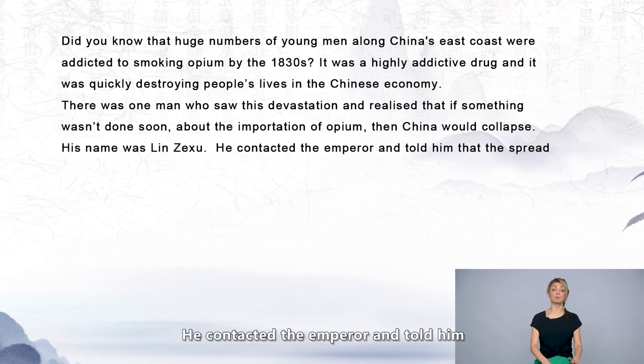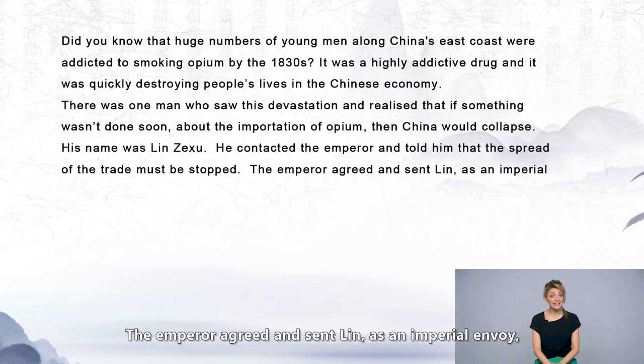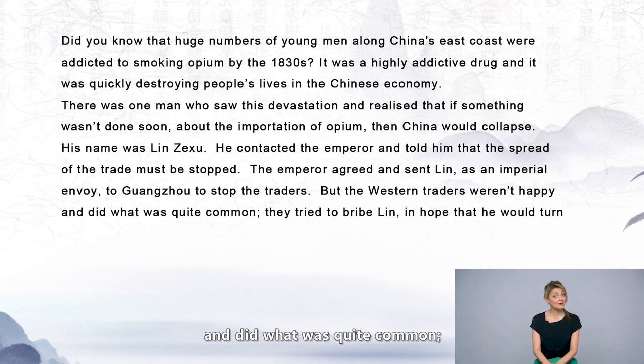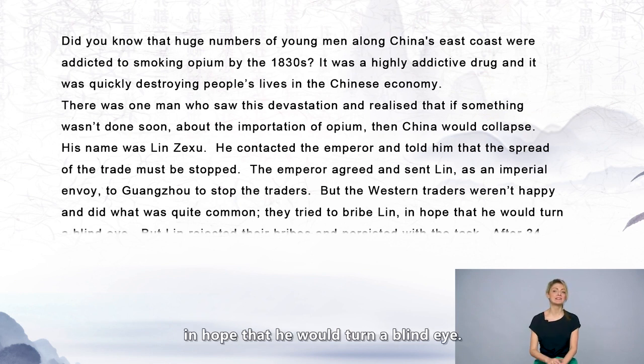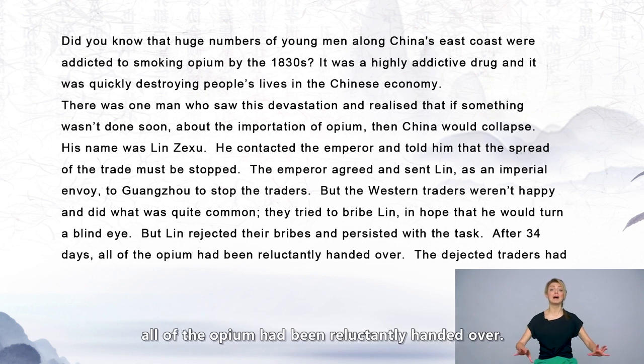He contacted the emperor and told him that the spread of trade must be stopped. The emperor agreed and sent Lin as an imperial envoy to Guangzhou to stop the traders. But the Western traders weren't happy and did what was quite common. They tried to bribe Lin in hope that he would turn a blind eye. But Lin rejected their bribes and persisted with the task. After 34 days, all of the opium had been reluctantly handed over.